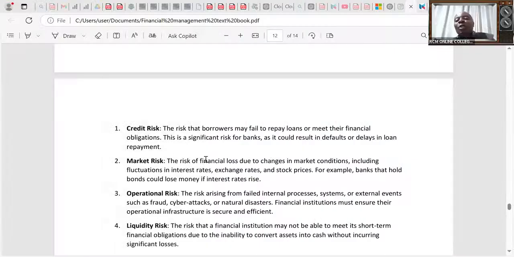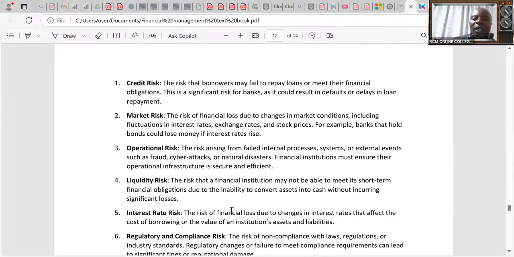People will steal. So operational risks could be risks emanating from employees. Employees would want to steal everything from these companies. All right. Operational risk, very, very important for you to know that. So here we are basically looking at those dangers that can knock down a bank. So operational risk is the risk arising from failed internal processes, systems, or external events, such as fraud, cyber attacks, or even natural disasters. Financial institutions must ensure their operational infrastructure is secure and efficient.